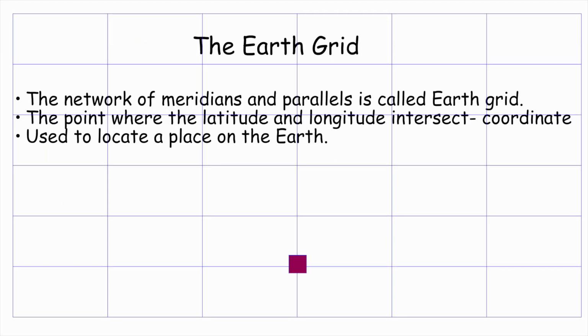The Earth grid. The lines of longitude and latitude crisscross each other to form a grid. The network of meridians and parallels is called the Earth grid. The point in the grid where a parallel and meridian intersect is called a coordinate. These are used to locate a place on the Earth.